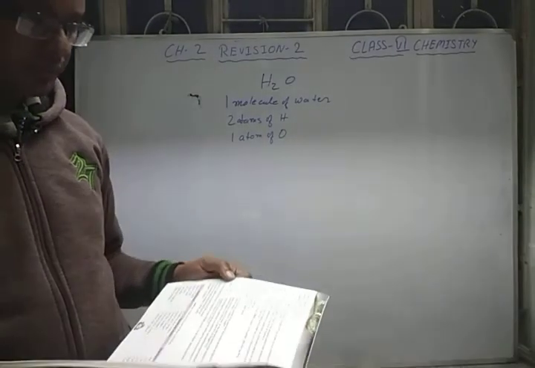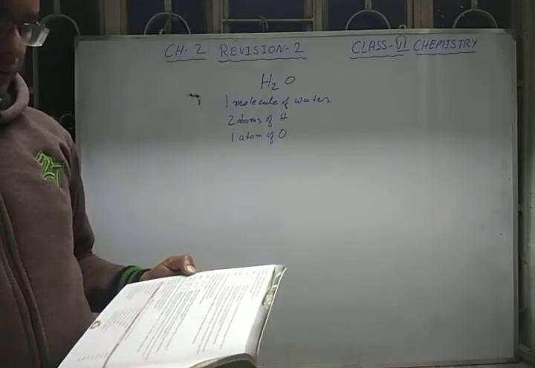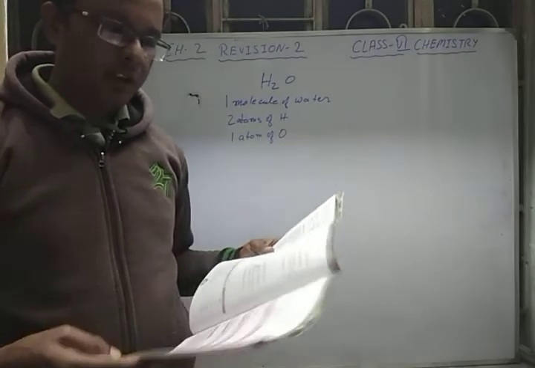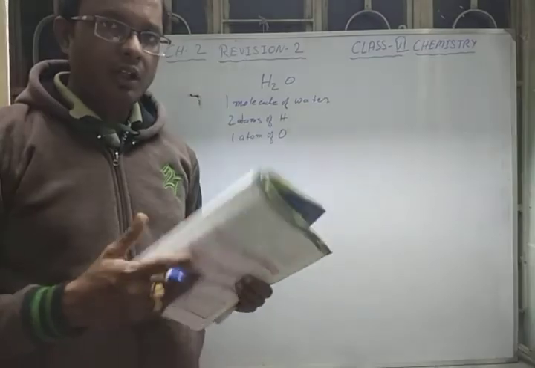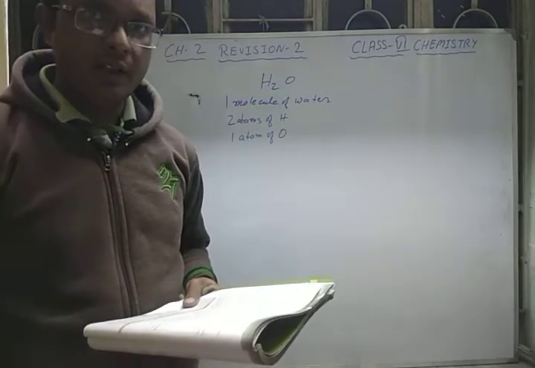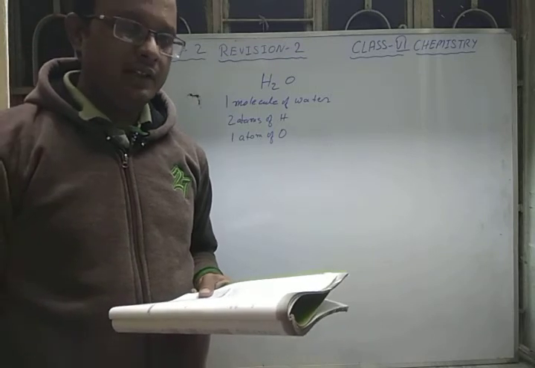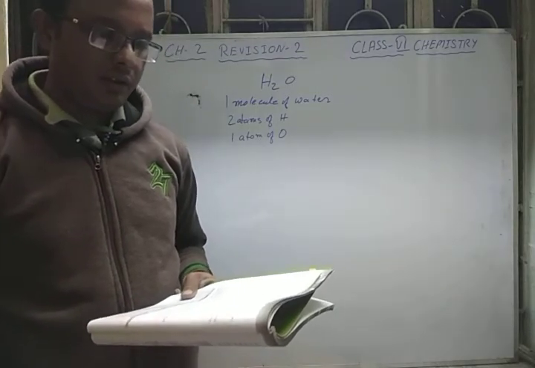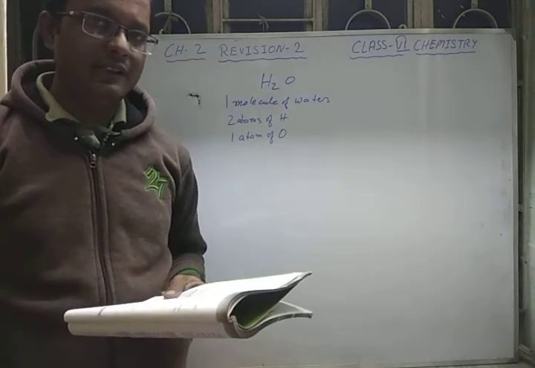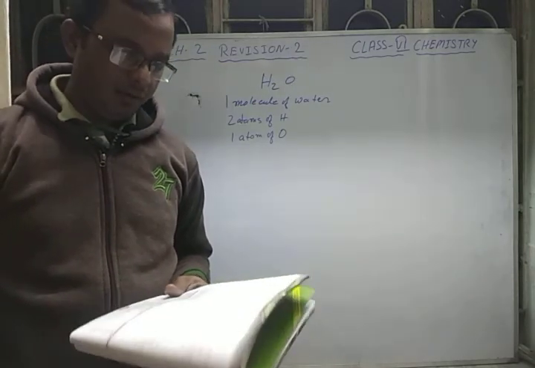Now how to write a chemical formula? To write a chemical formula, first of all you should know the symbols of the elements and also the valency of the elements. Once you know the valency and symbol of all the elements, you can easily form the chemical formula.